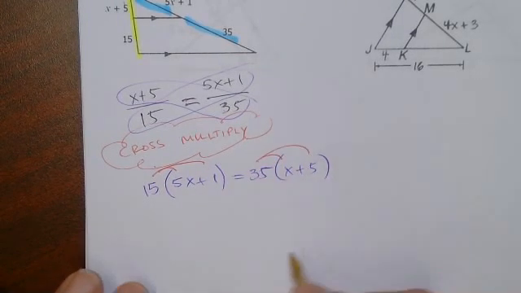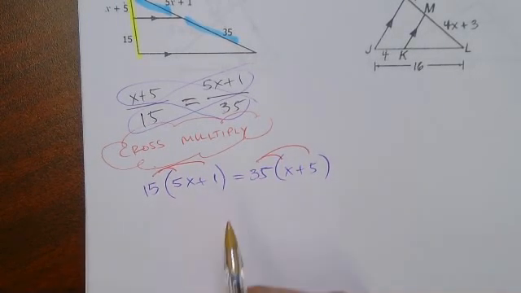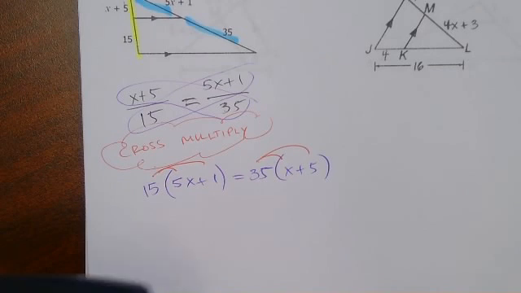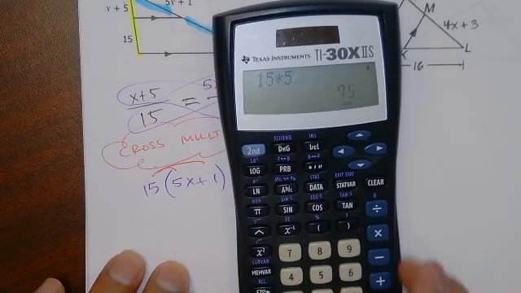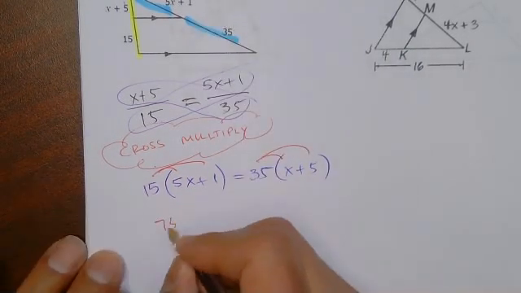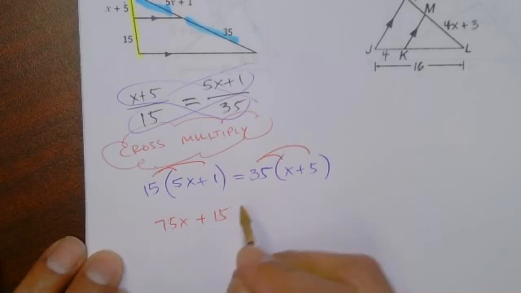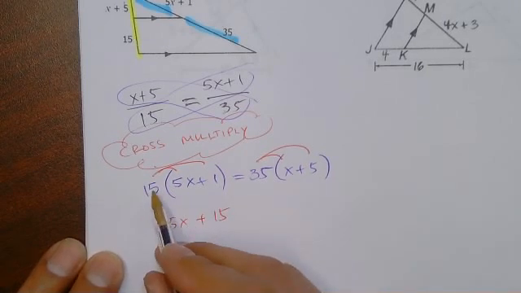Okay, and just to save time, I'm going to distribute and give you the numbers right here. 15 times 5, I think, is 75. Let me check that. It is 15 times 5? Yeah. That's 75x plus 15.